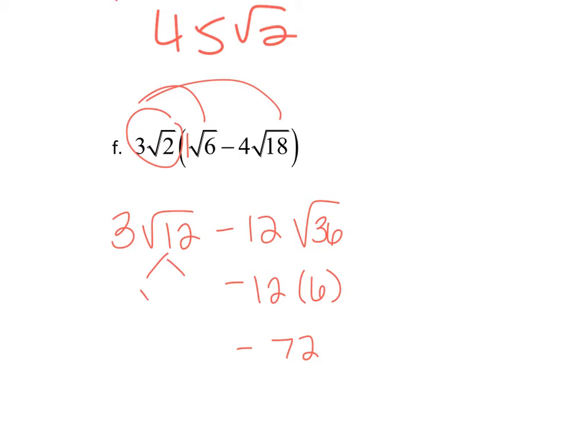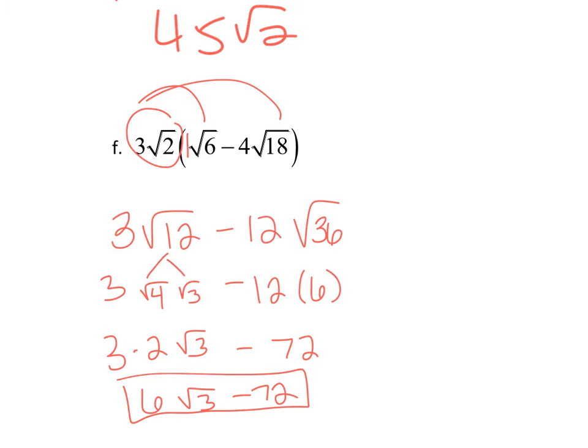Then you're going to break up 12. This is 4 and 3. Again, we're picking 4 and 3 because 4 is a perfect square. So 3 times 2, rad 3. That gives 6 rad 3 minus 72. I cannot combine them because the other one doesn't have a radical 3.